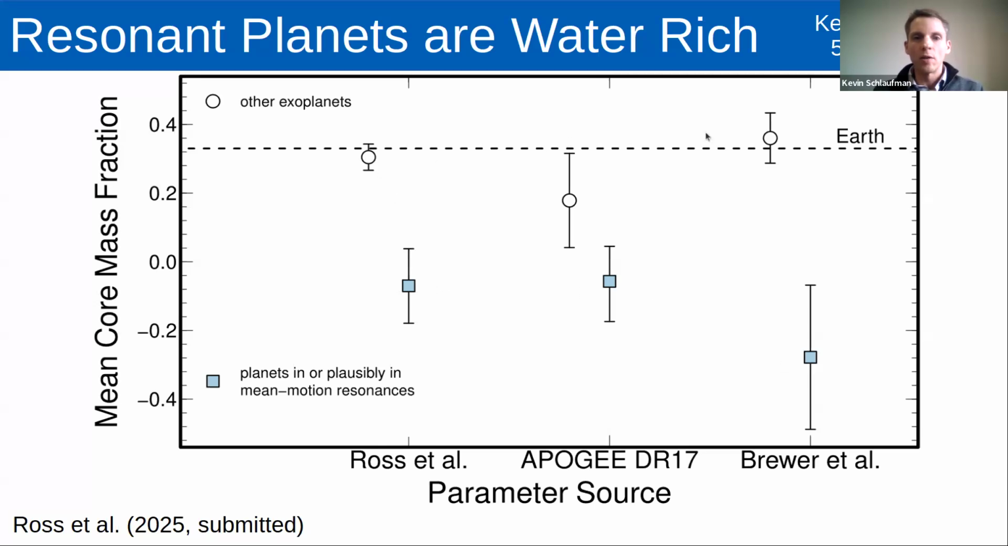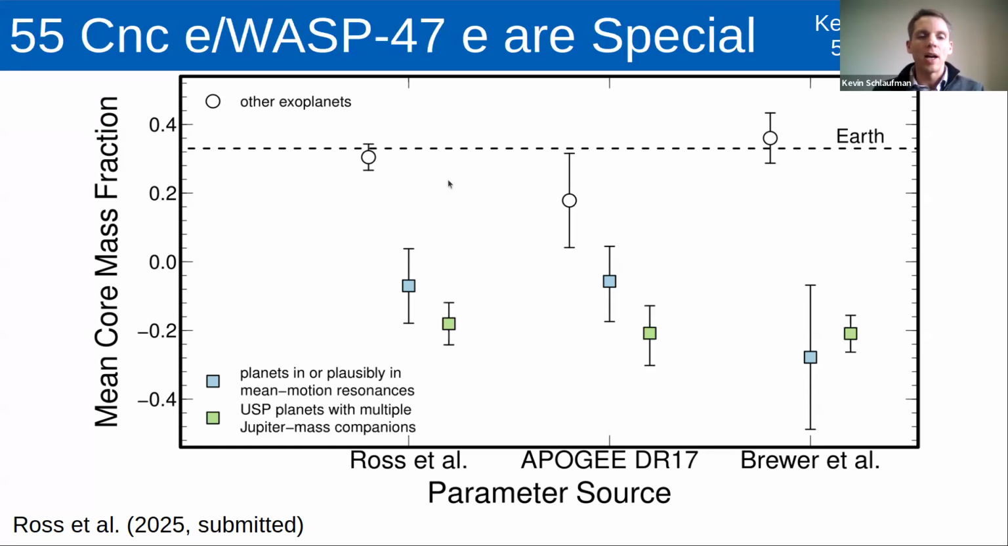And this is in contrast to the rest of the planets in the sample, which are consistent with an Earth-like composition. Likewise, if I now talk about 55 Cancri e and WASP 47e, these ultra-short period planets orbiting very metal-rich stars, which have multiple giant planet external companions, they seem to be qualitatively different than the rest of the terrestrial planet population. And in fact, our interpretation of this qualitative difference, that is, why do they fall so far away from the relationship between host star metallicity and core mass fraction, is because they're qualitatively different.